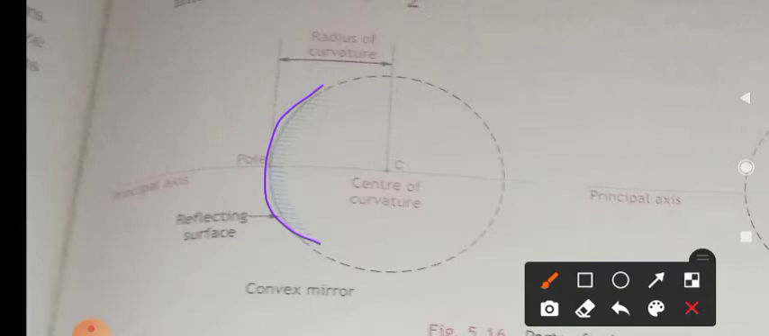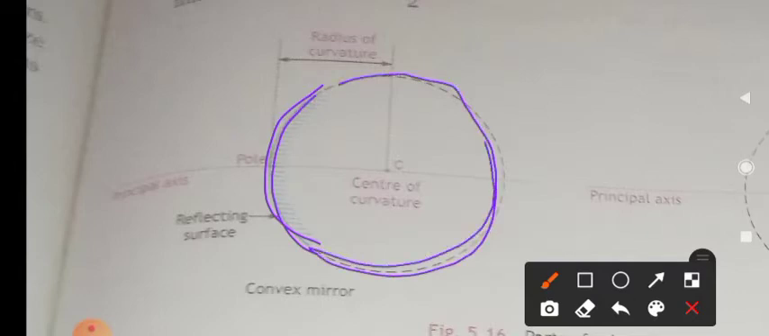The center of the imaginary sphere of which the mirror is a part is called the center of curvature. Suppose this is the actual mirror. If you imagine this is spherical in shape, there will be a center for the sphere, no? That center is called the center of curvature, and it is denoted by the letter C.